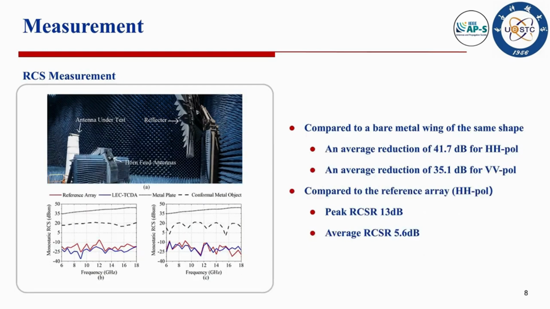Most notably, our RCS tests conducted in a compact-range chamber show an average reduction of 41.7 dB for H-pole and 35.1 dB for V-pole incidence when compared to a bare metal wing of the same shape. Moreover, we experimentally confirmed a significant improvement over a reference array without the ITO layer.